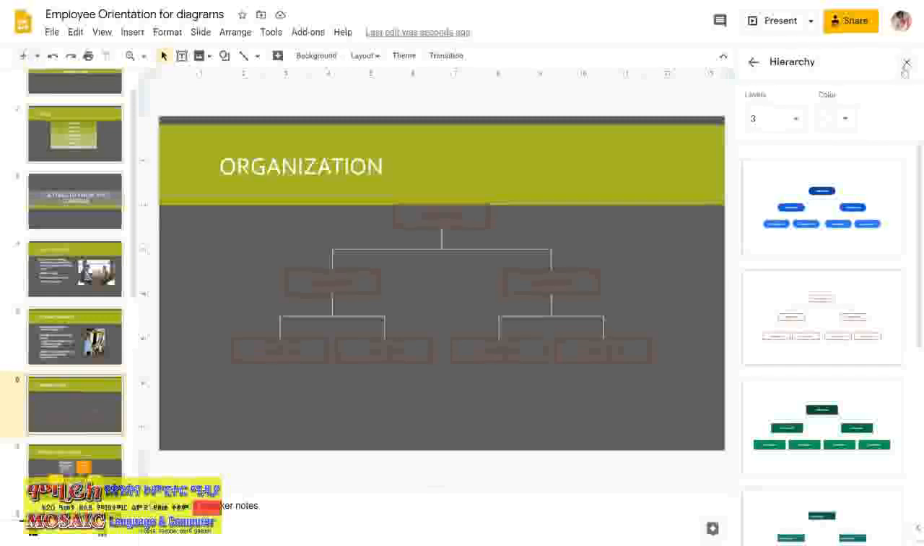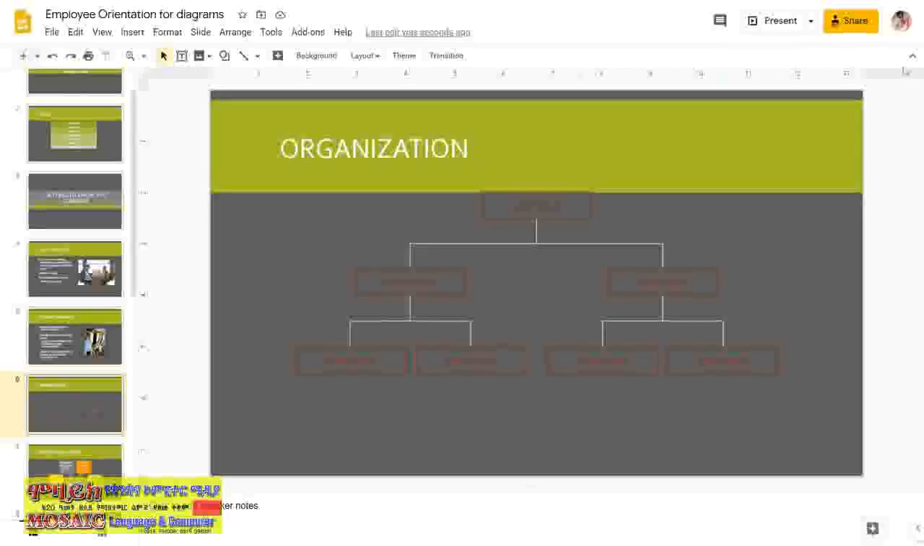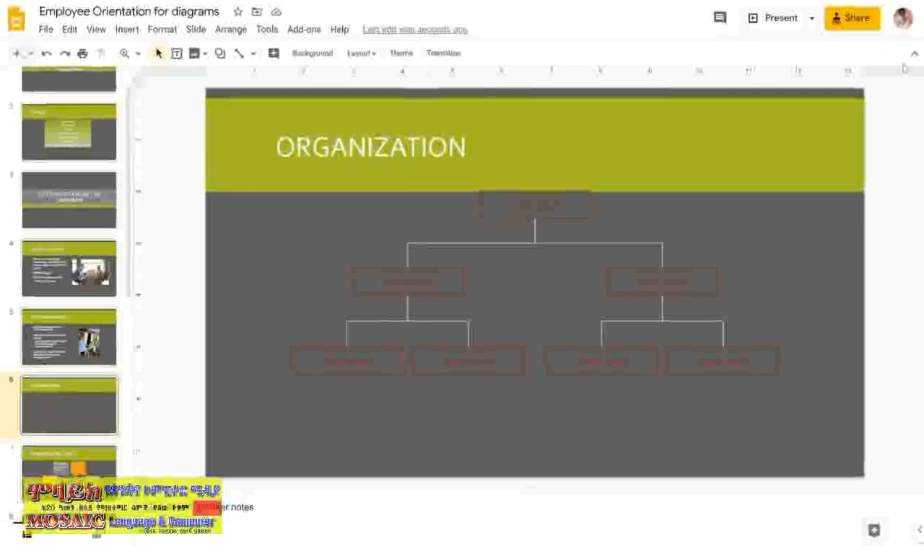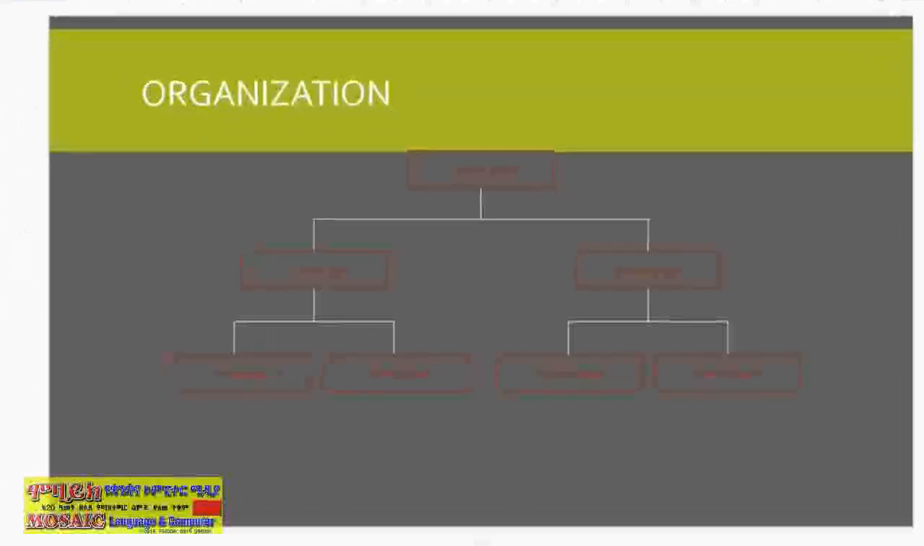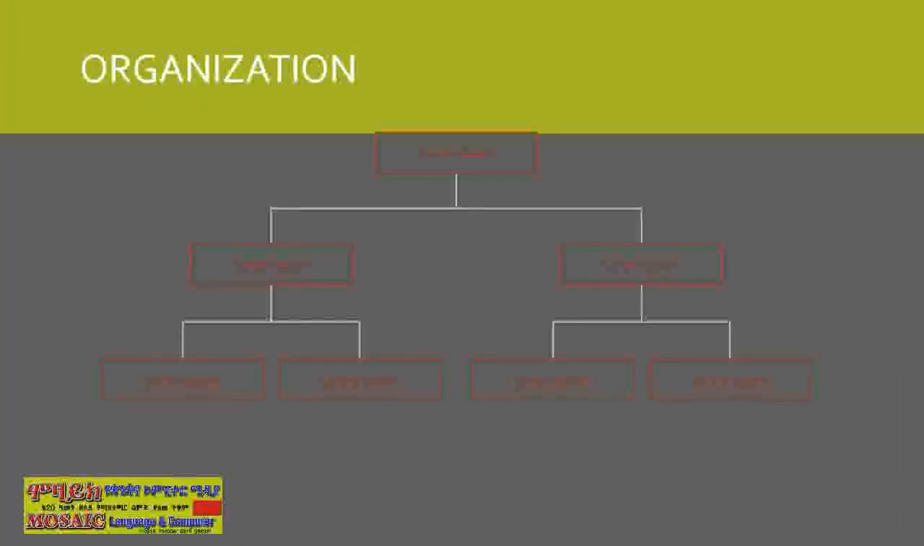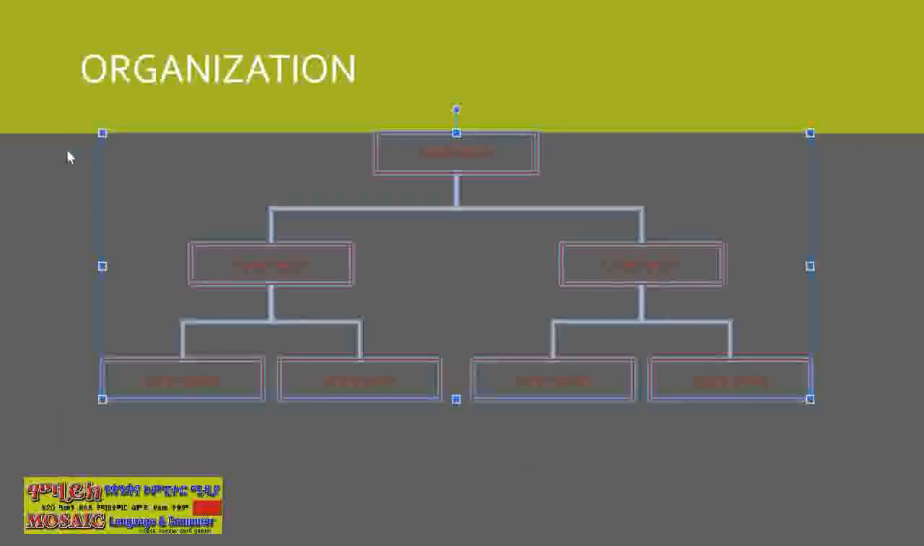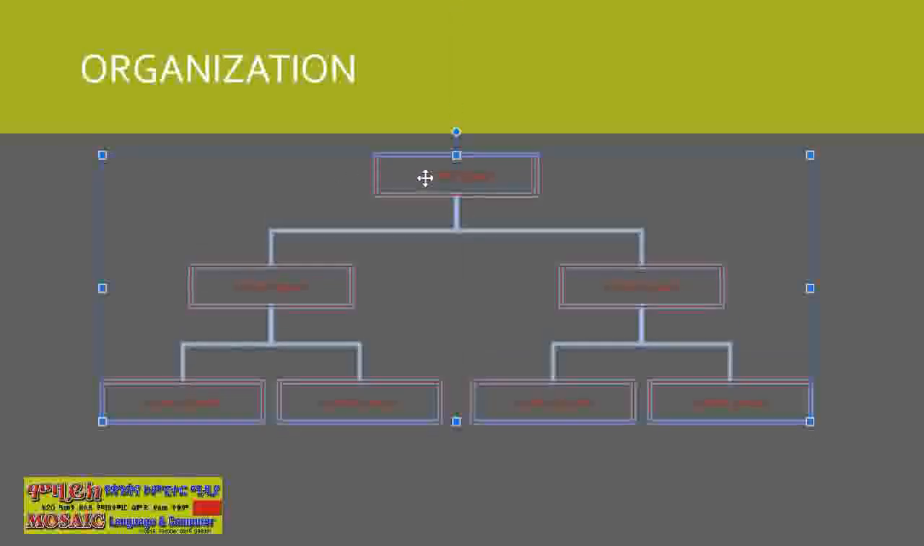You can close the diagrams pane to give yourself more room to work. To edit different parts of the diagram, you first have to select them, and this is not always as easy as it sounds. To select the whole diagram, click an empty spot on the slide and drag a box around all of the elements in the diagram. You can now move the whole diagram at the same time by clicking and dragging one of the elements.